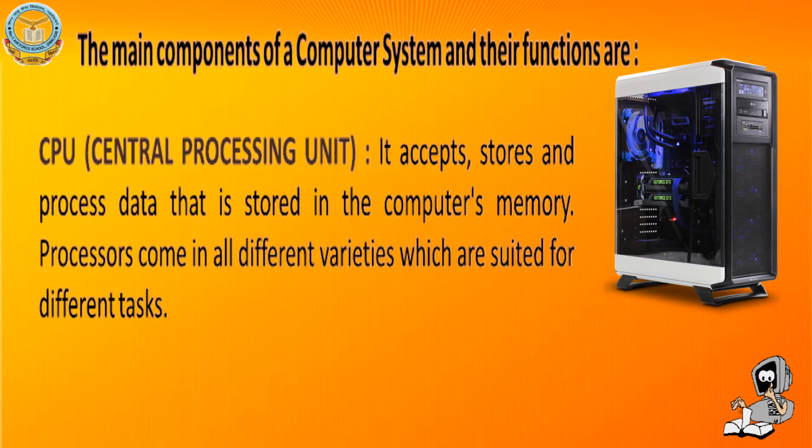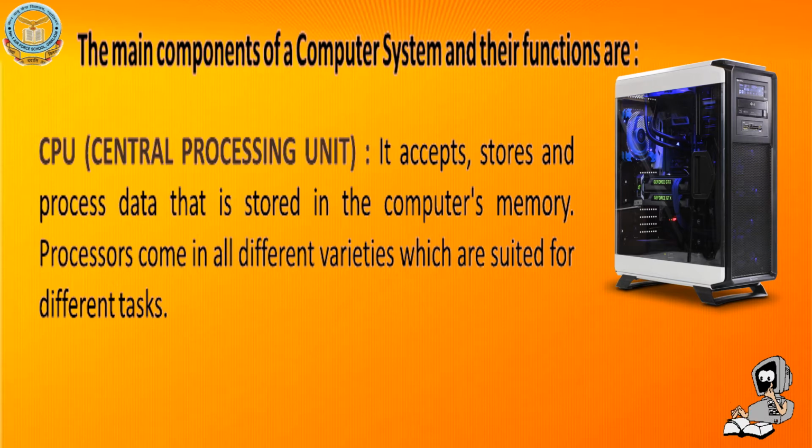Now we discuss the main components of a computer system and their functions. First we will understand the central processing unit, CPU. The CPU is the part of a computer system that is commonly referred to as the brain of a computer. As we do calculations with our brain and store what we learn in our human brain, the same thing is done by the central processing unit.